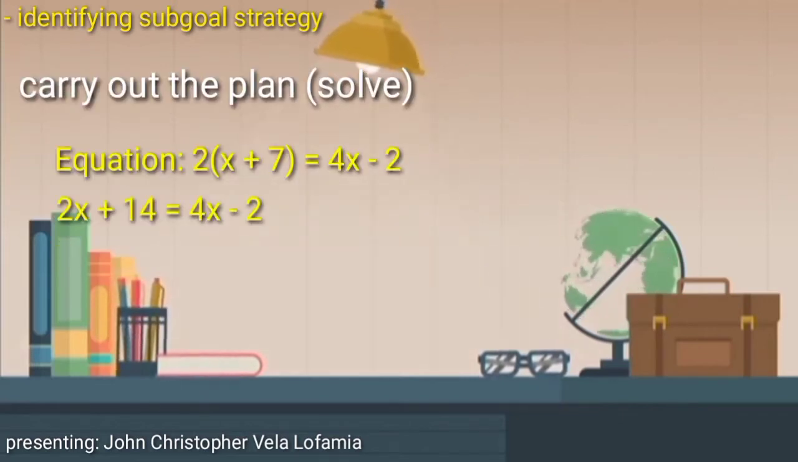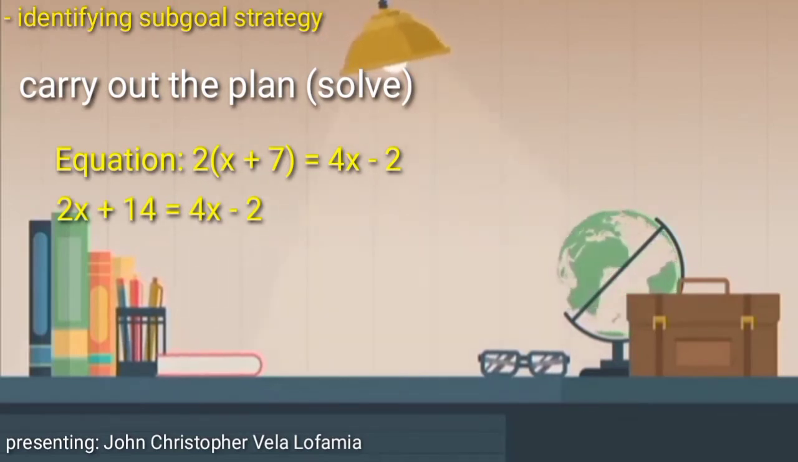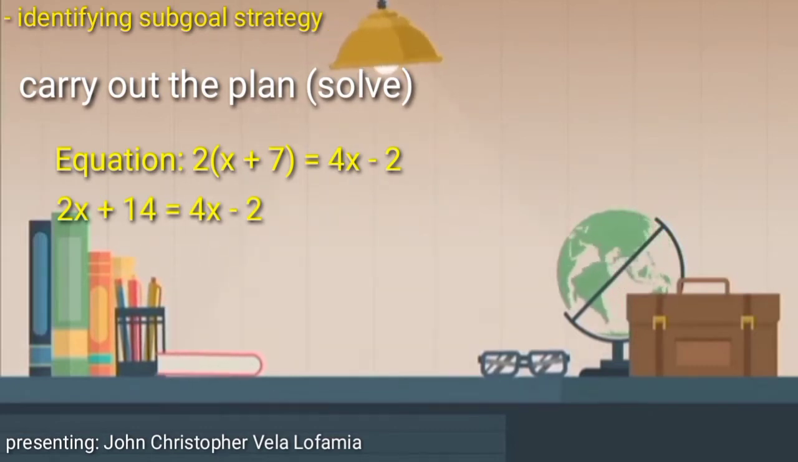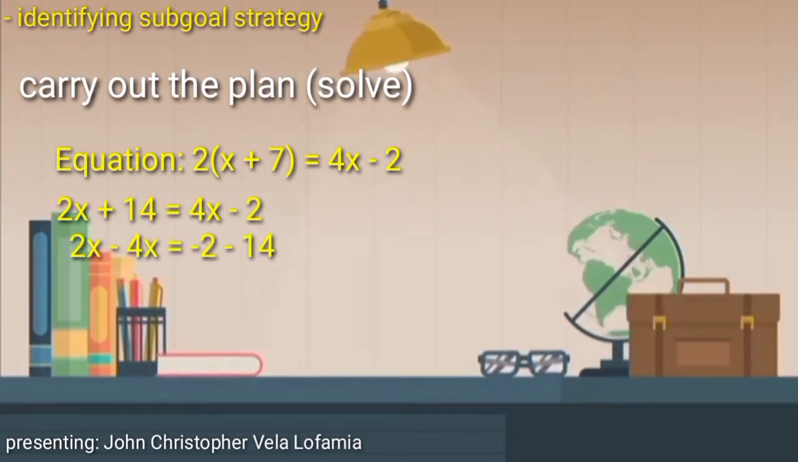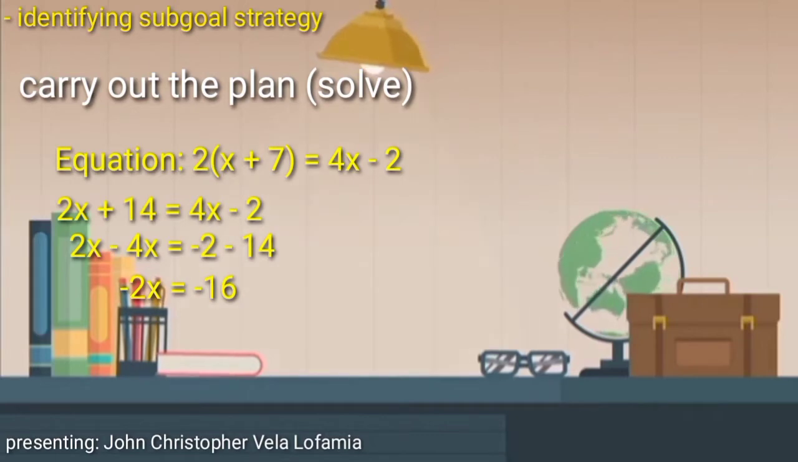2 times x will be 2x. 2 times 7 will be 14, is equal to 4x minus 2. So we are going to combine our similar terms. 2x minus 4x is equal to negative 2 minus 14. So 2x minus 4x will be negative 2x, is equal to negative 2 minus 14, which will be negative 16.